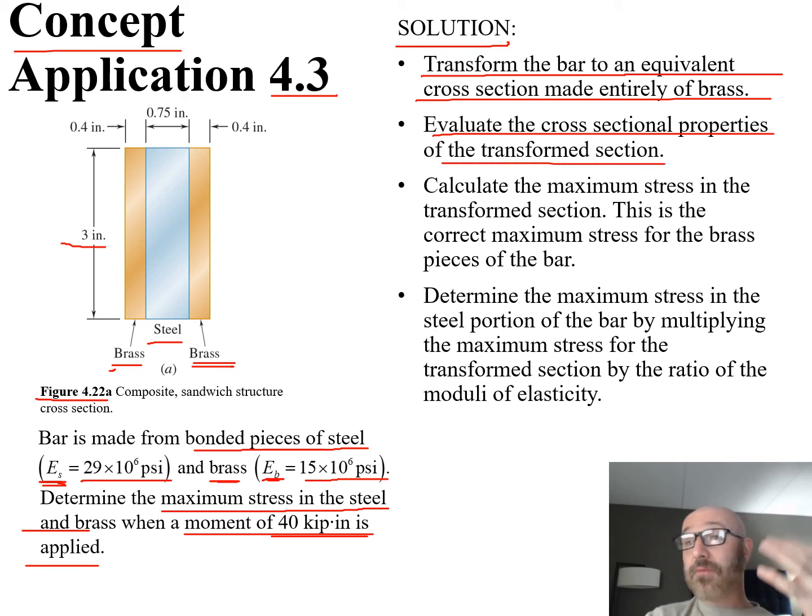Then from there, we can find our governing equation in order to calculate that maximum stress, because that's what they ask us, going back to our problem statement. They ask us to find the maximum stress in the transformed section. This is the correct maximum stress for the brass pieces of the bar.